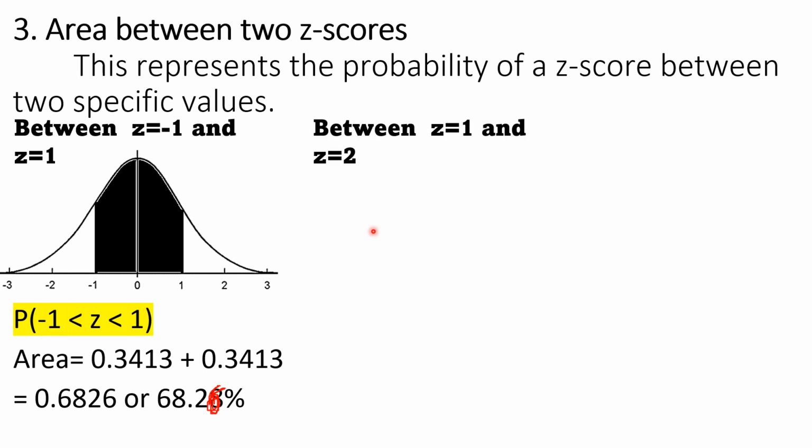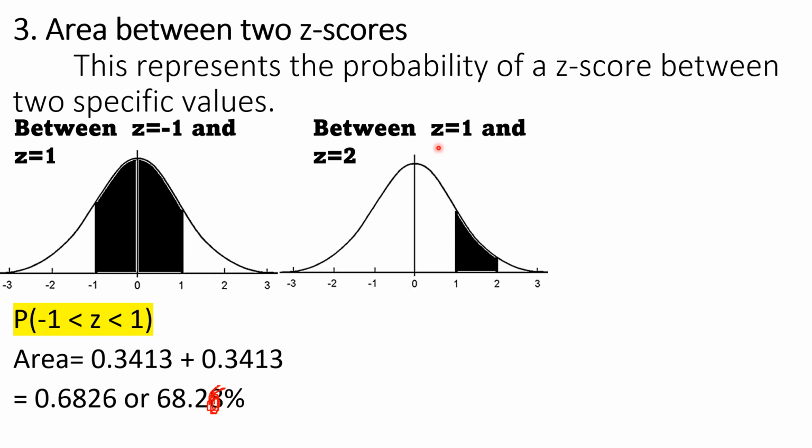What if it's like this? It's between z equals 1 and z equals 2. In the first example, one was negative and one was positive. What about if they are both positive? Let's draw the normal curve first. This is +1, this is +2. Since we have the word between, we will shade the area between 1 and 2.